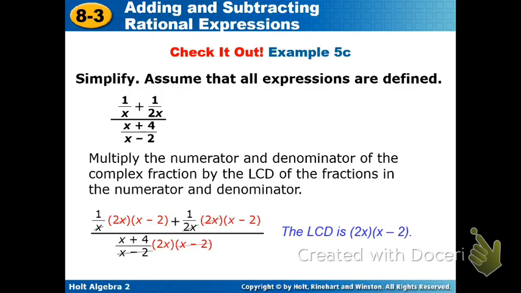Okay. In your numerator, the x, your first one, the 1 over x, the x will cancel. So that will leave you with 2 times x minus 2 to multiply out. And in your second one, it is the entire 2x that will cancel out, so you're going to be left with 1 times the x minus 2. And in the denominator, it is the x minus 2 that will cancel out, and you'll be left with the 2x that you will multiply through with your x plus 4. Let's see how that'll all turn out.